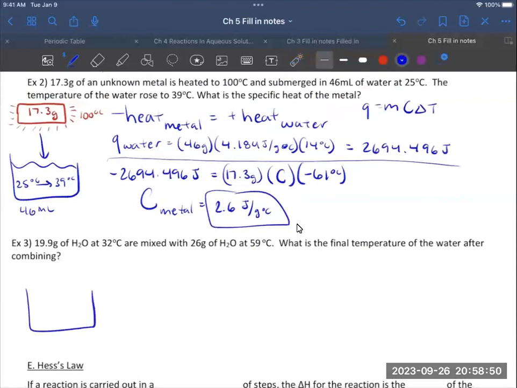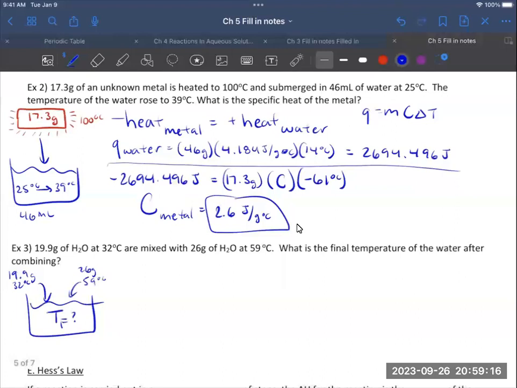So we're mixing 19.9 grams of water at 32 degrees Celsius with 26 grams of water at 59 degrees Celsius into the same container, okay? And we want to know what the final temperature is going to be once they are mixed together, okay? So here's the process. For these kind of problems, the first thing you want to do is add the total mass of water together. Okay, so our total mass is going to be 45.9 grams.